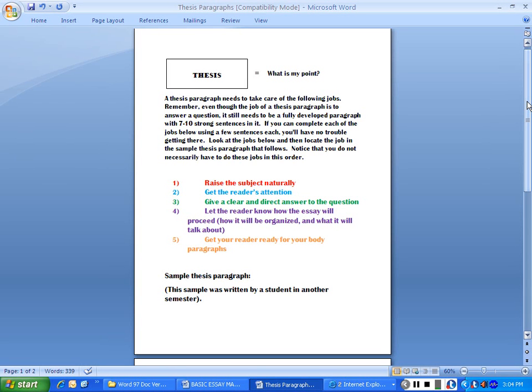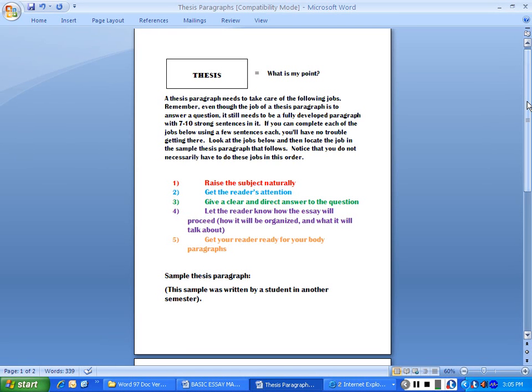Number 3, give a clear and direct answer to the question. This is the part we know we need to do, but it can be tricky. Sometimes we get lost in all of these other jobs and forget to give a clear and direct answer to the question. This is a really important part of a thesis paragraph. Number 4, let the reader know how the essay will proceed, how it will be organized, and what it will talk about. Get your reader ready for your body paragraphs. That's the last job. Below is a sample thesis paragraph that does each of these 5 jobs.